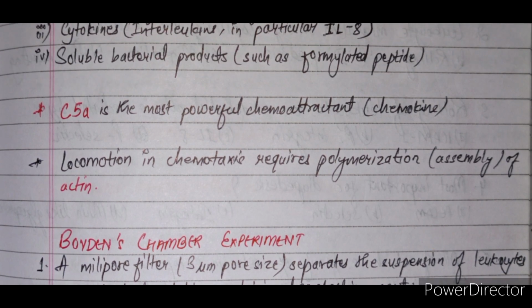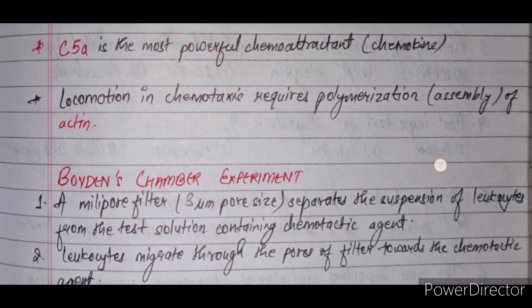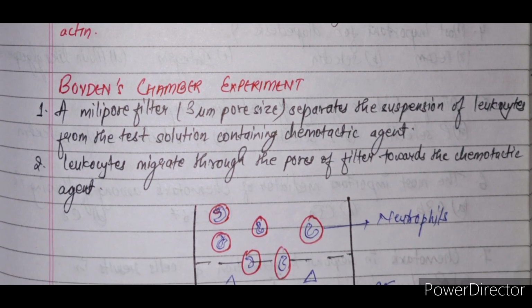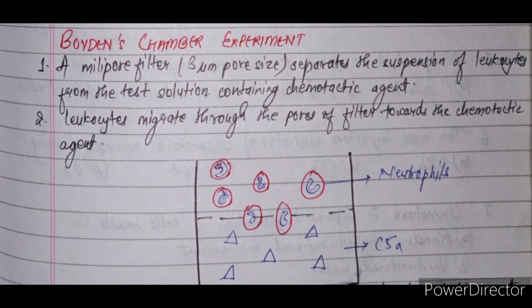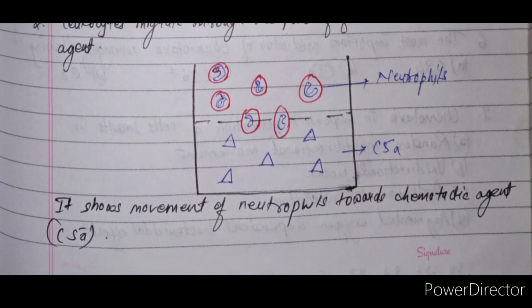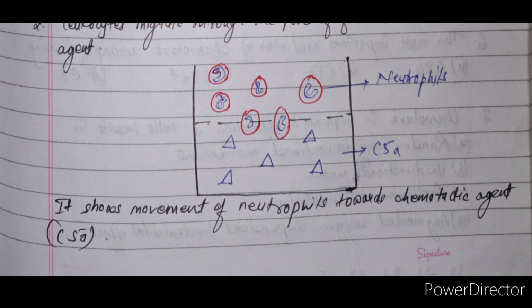chemokine. Locomotion in chemotaxis requires polymerization, that is assembly of actin. Now let's see this Boyden's chamber experiment. A millipore filter of 3 μm pore size separates the suspension of leukocytes from the test solution containing chemotactic agent. Leukocytes migrate through the pores of filter towards the chemotactic agent. And this shows movement of neutrophils towards chemotactic agent, that is C5a.